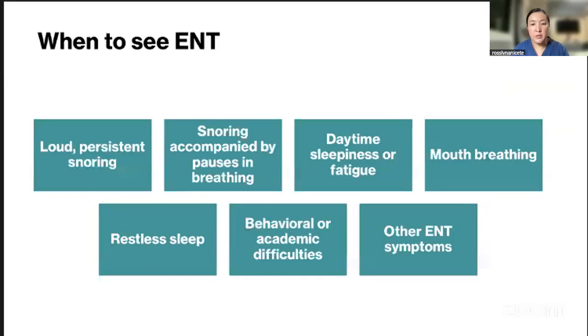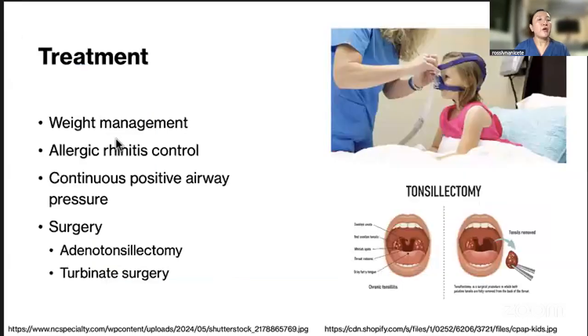Okay, so treatment. Very important. Weight management and allergic rhinitis control is very important, because if you don't do this, even if you go for surgery, the snoring may come back. And then there is what we call continuous positive airway pressure, or CPAP. So this is a non-surgical treatment for obstructive sleep apnea. The machine aims to deliver a constant and steady air pressure to help you breathe while you sleep. So as shown in this photo.